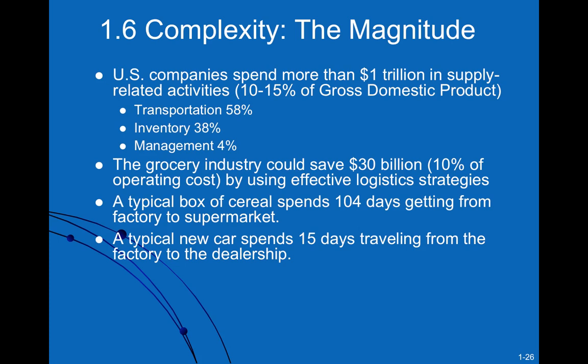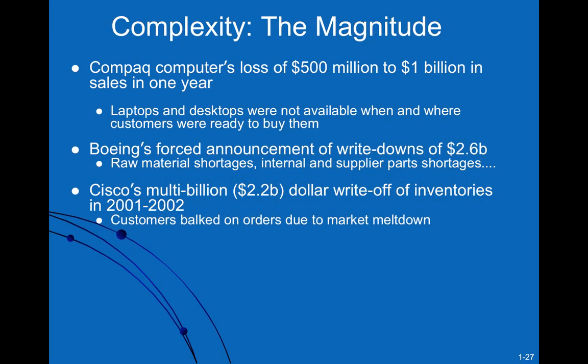Think about this. A typical box of cereal spends about 104 days getting from a factory to a supermarket. And a typical new car takes about 15 days going from the factory to the dealer. So if you think about those performance metrics and you understand them, you'll see that there are lots of opportunities for improving performance in supply chains. All right?